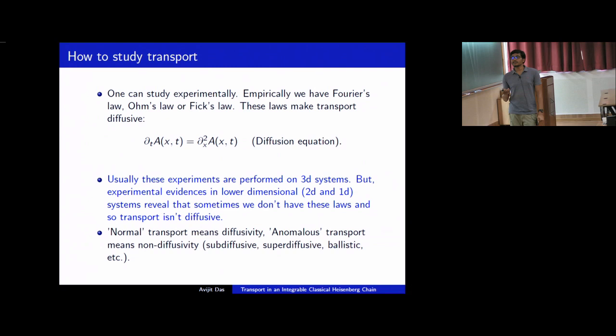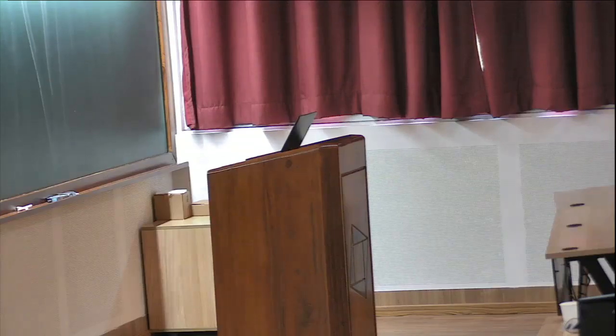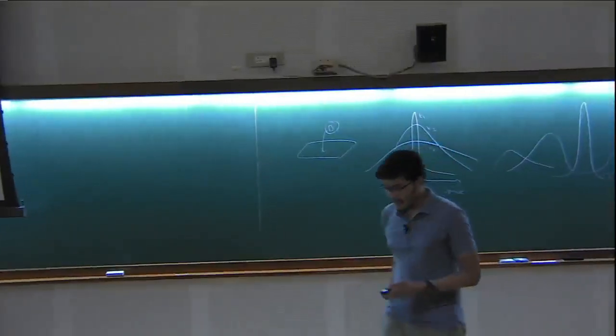In the title you saw normal transport. Normal transport means diffusivity, and anomalous transport means non-diffusivity. It can be sub-diffusive, super-diffusive, or ballistic. Let's say I take a rod and I put some energy in it. I can write a space-time function like this, and it will decay, or after some time it can go something like this. This is how this small energy packet is diffusing over time. This is T1, T2, T3, and this is space. You see a lot of these kinds of curves.